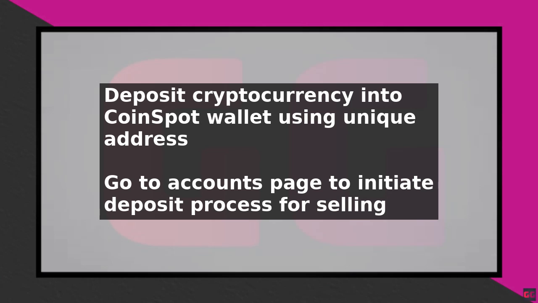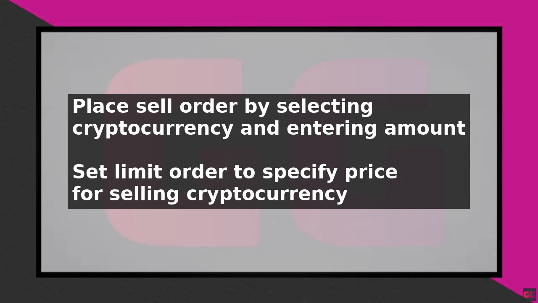To do this, go to the Buy and Sell page and select the cryptocurrency you want to sell from the drop-down menu. Enter the amount you want to sell and the price you want to sell it for. Or choose to sell at the current market price. You can also set a limit order, which allows you to specify a price at which you want to sell. When you are happy with the details of your sell order, click the Sell button to confirm.